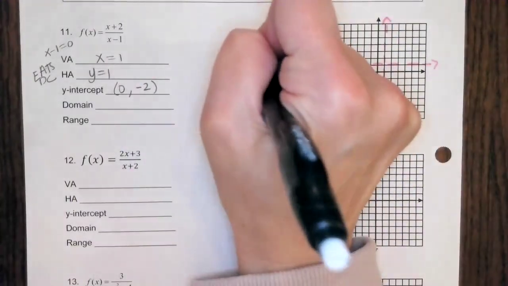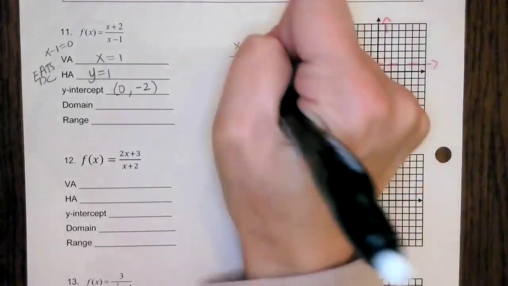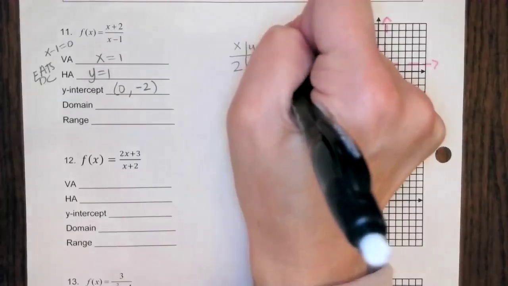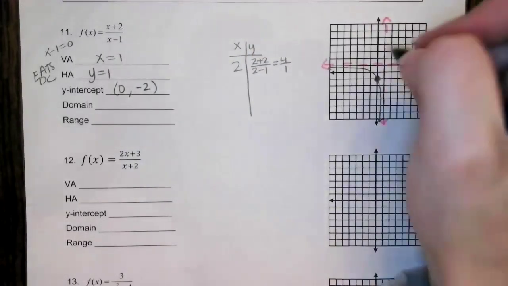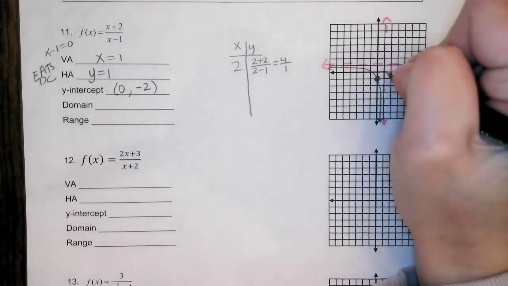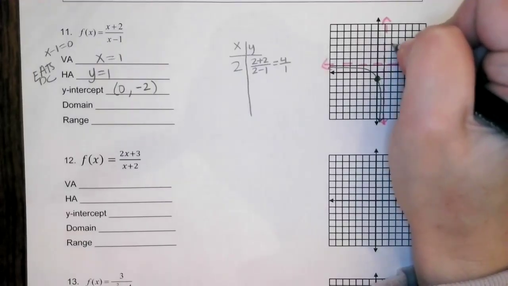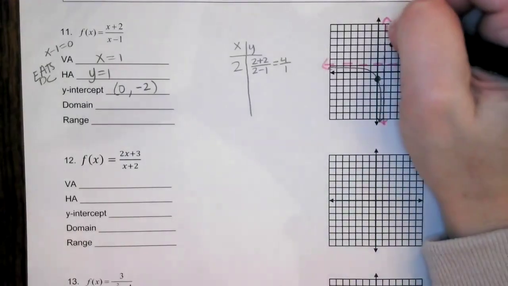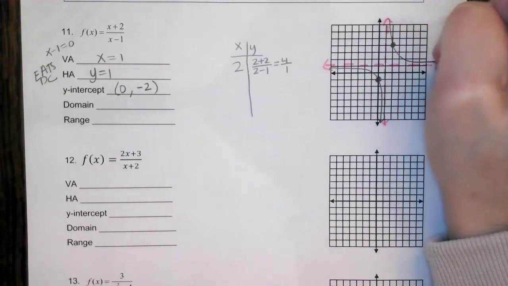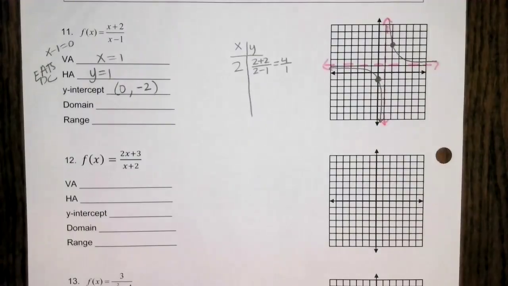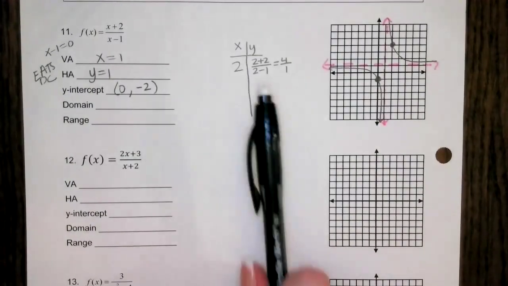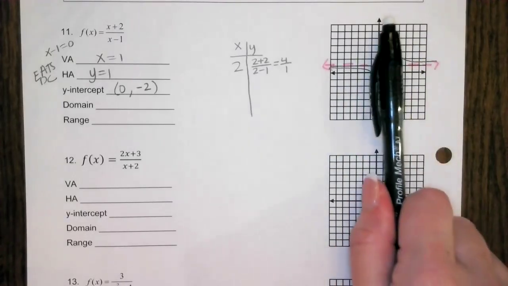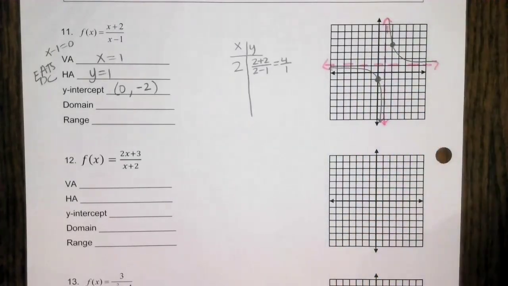I plug in 2 here, and I get 2 plus 2 in the numerator, 2 minus 1 in the denominator. And so that's going to give me 4 over 1, which is 4. So at 1, 2, 1, 2, 3, 4, there is my point right there. And again, I move towards my asymptotes. Now, for our domain here, it is coming from the left here, hitting all of these points, and then it jumps over the vertical asymptote and keeps going.